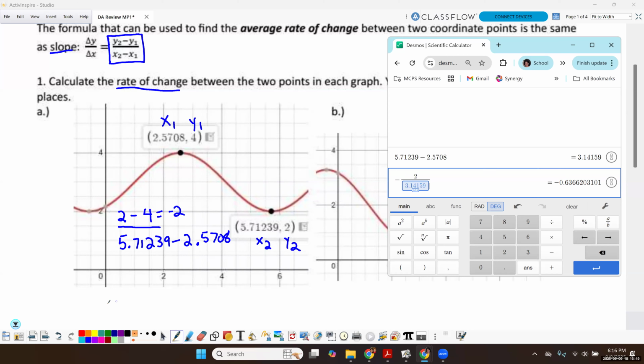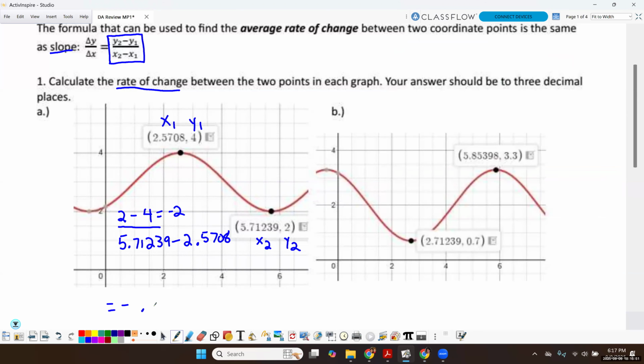So I have an answer of -0.6366. The reason I'm writing it down to 4 decimal places, because it says 3 decimal places, is now I need to make a rounding decision. Because this digit is 5 or above, I'm going to write my final answer as -0.637. I'm going to round this up.